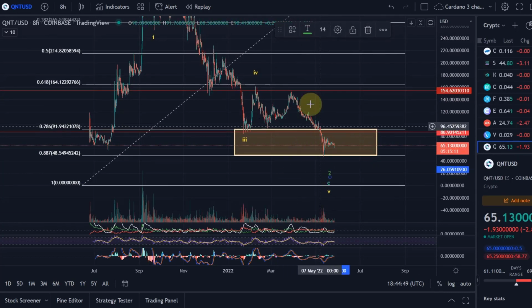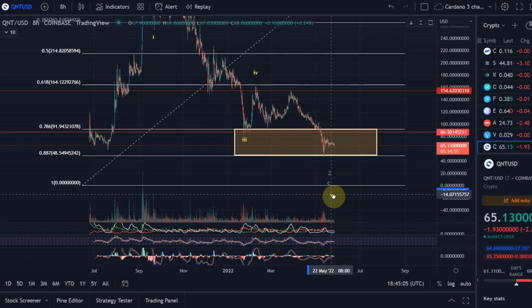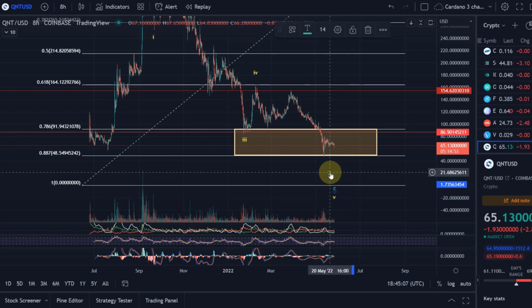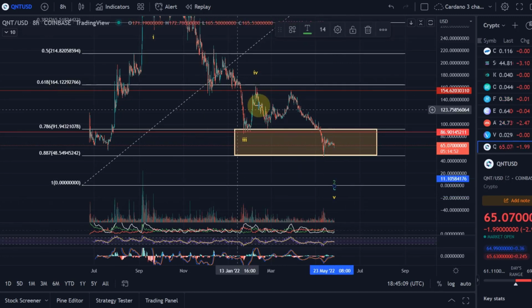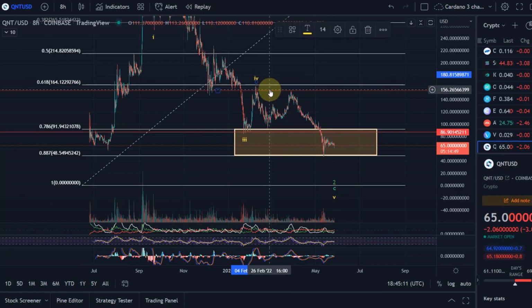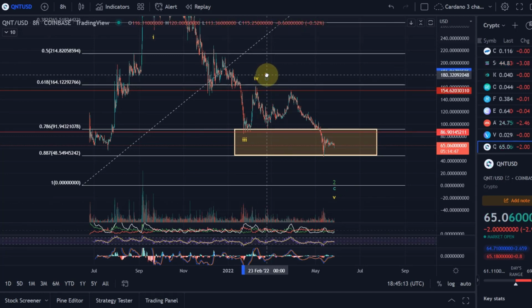However, we now need to establish how we actually count this little bit here. Again, we can count this as a 1-2, coming down in a wave 3, moving up in a wave 4, which is basically maybe already finished, and then now the last wave down. So that is what you get with these waves within waves.